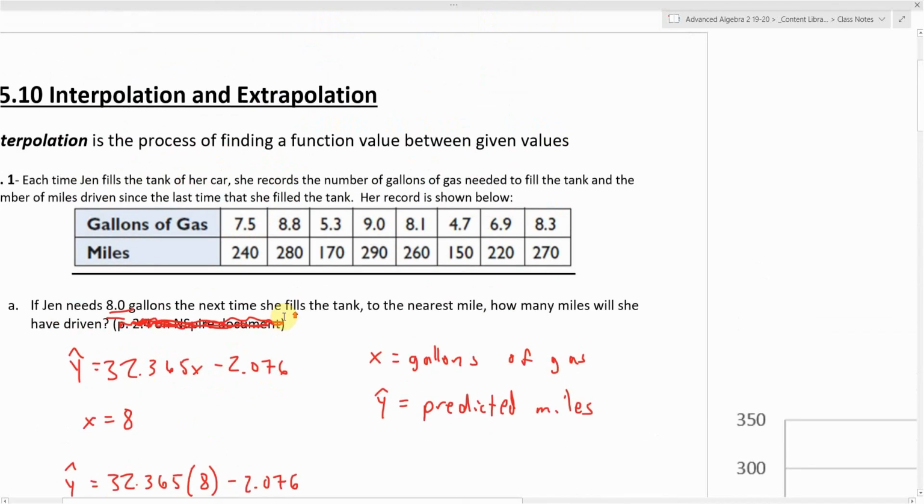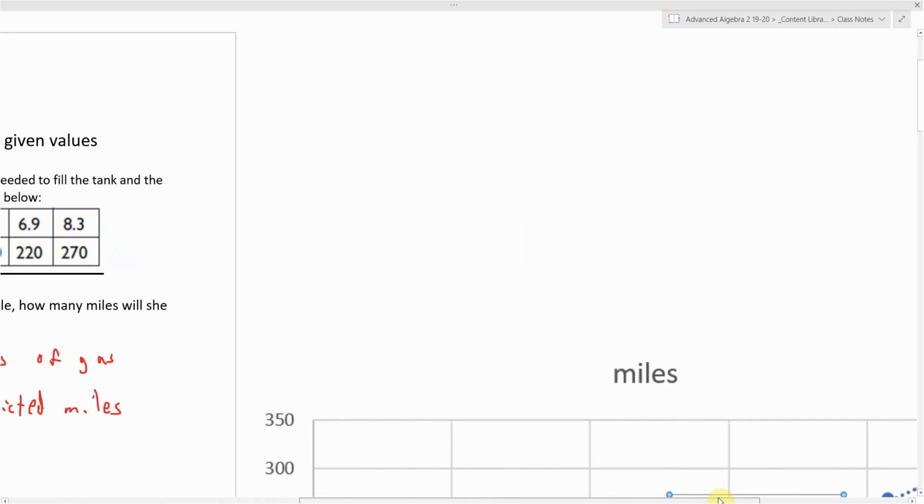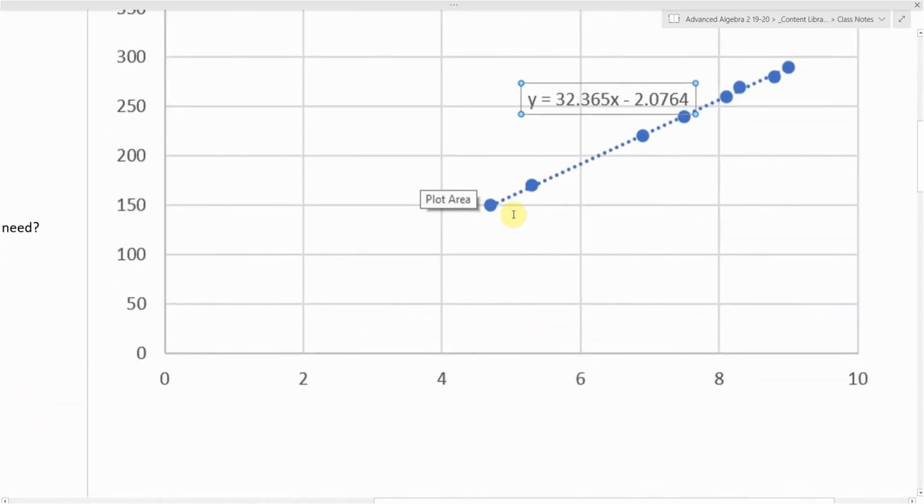Okay, now this process that we did is called interpolation. Again, the 8 gallons that we used is within the range of known values. Our range of known values goes from 4.5-ish to 9-ish, so 8 falls well within our range of known values. So since we're looking at a value in the range of known values, this is called interpolation, because our regression model is well defined within the known values. In the next part of this section, we'll talk about extrapolation, which is trying to make predictions for values out here.